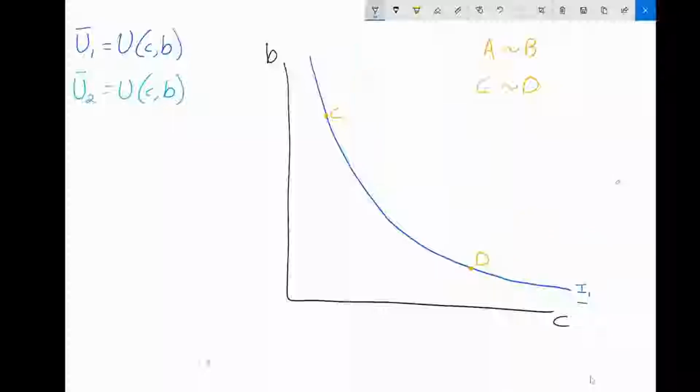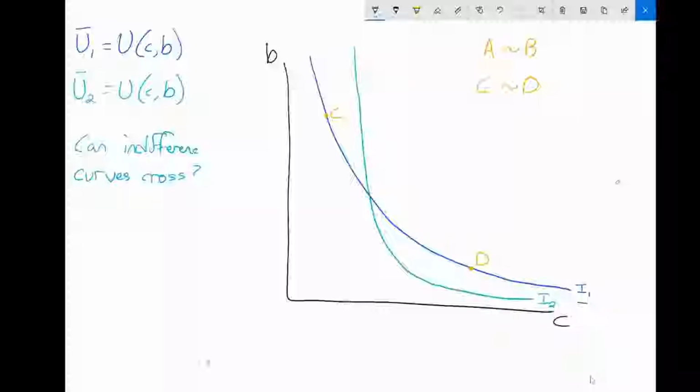All right, so now let me ask you a question. Can indifference curves cross? Let me ask you that question. And let me illustrate what that would look like. So let's imagine we had the second indifference curve and it looks like this. So here's I2. So a different I2, okay? And so here we have A, and here we have B. Can indifference curves ever cross? What do you think?